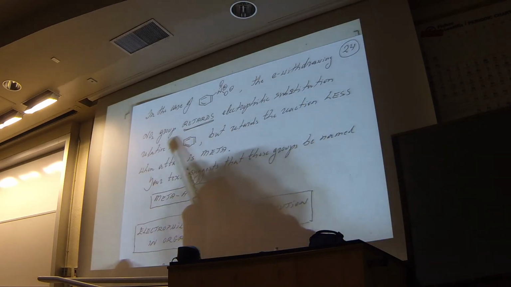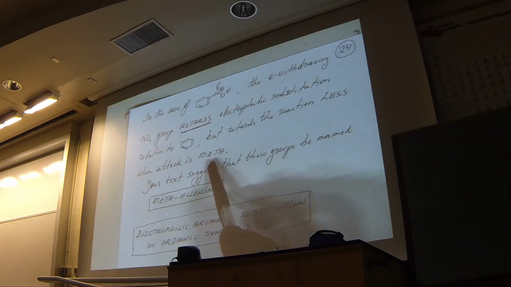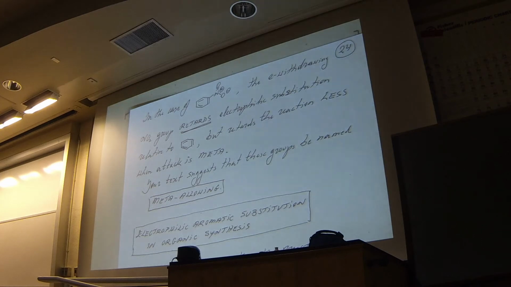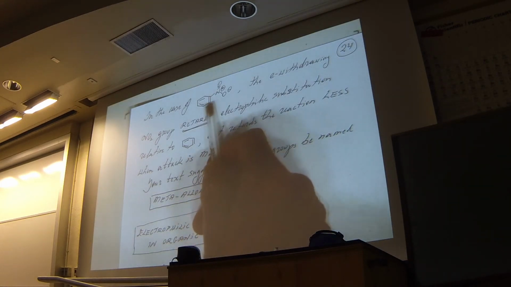Now, with the case of nitro, the electron withdrawing NO2 group retards electrophilic substitution, but it retards it less when the attack is meta. So in other words, in all cases, whenever you have an electron withdrawing group attached to a benzene ring, the reactions are going to be slower. But they'll be much slower for ortho and para and a little bit less slow for meta, and that's why meta wins out.